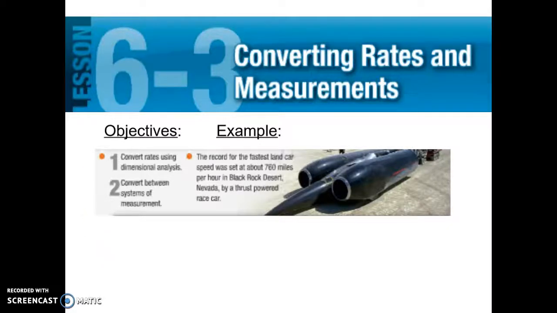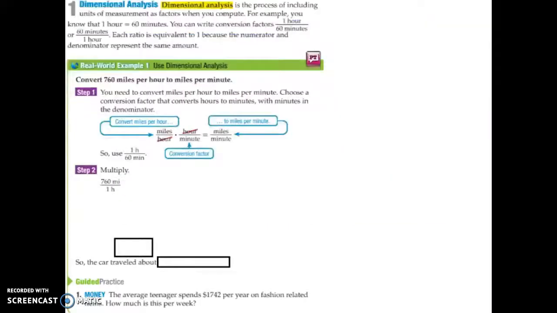We're going to take different rates and turn them into different comparisons. So we're going to turn miles per hour, and we're going to look at it as how many feet per second is that. Or, miles per gallon, how many feet per quart. We're going to convert from one comparison to another. So, what that's called is dimensional analysis. It's a process of including units of measurement as factors when you compute.